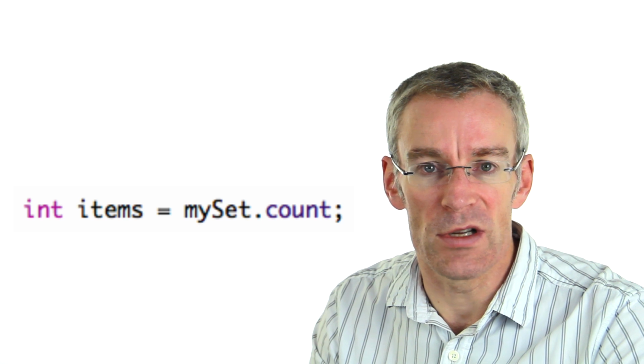We can also create a set by taking an existing set and adding new items to it and creating a new set from that. And we can either add objects to our existing set to create a new set, or we can merge two different sets together. So a very important property is count. And all our collection classes support the count property. And that returns an integer value of how many items are in the collection.